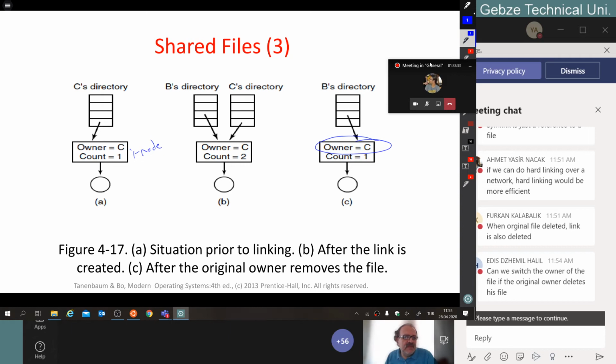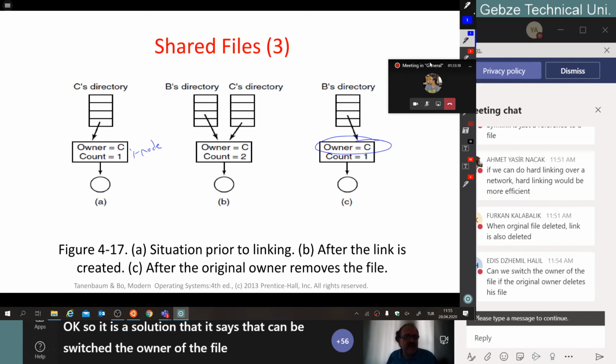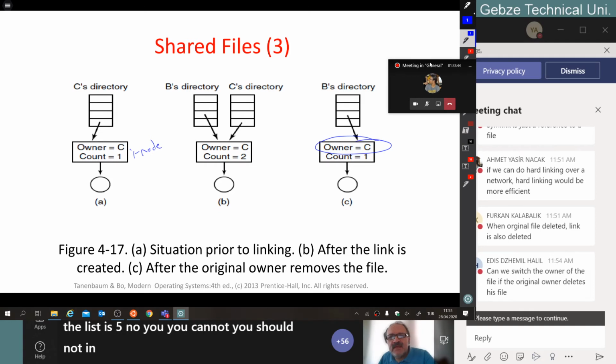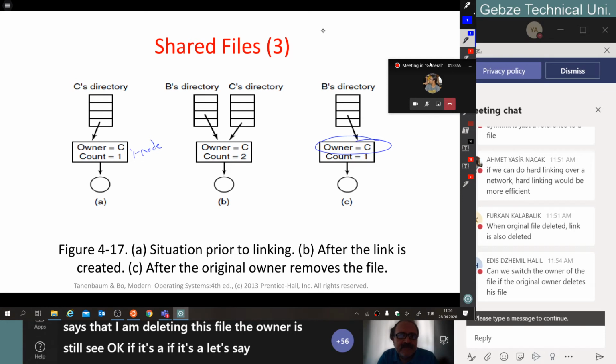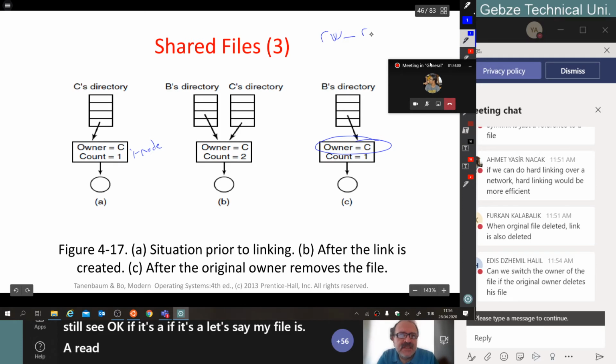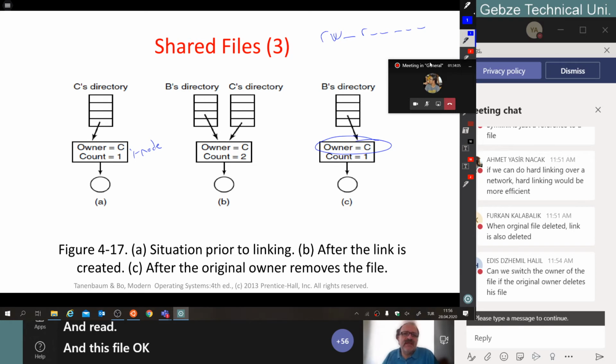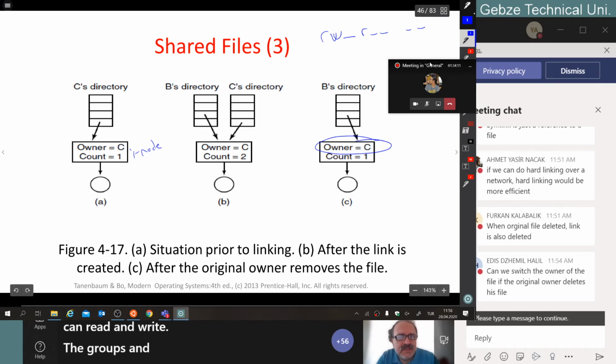Okay, so Edis has a solution. Edis says, can we switch the owner of the file if the original owner deletes this file? No, you cannot. In fact, you should not. If C says that I am deleting this file, the owner is still C. Let's say my file is read, write, and read. So the original owner can read and write. The groups and the others can only read.